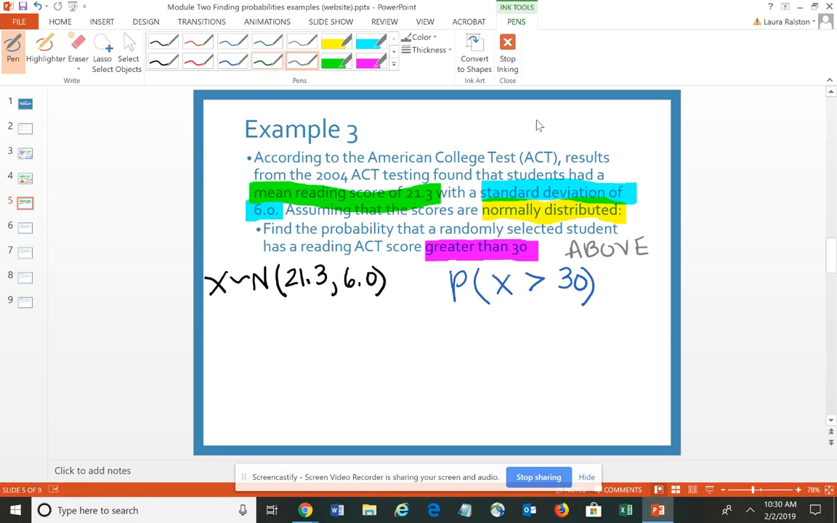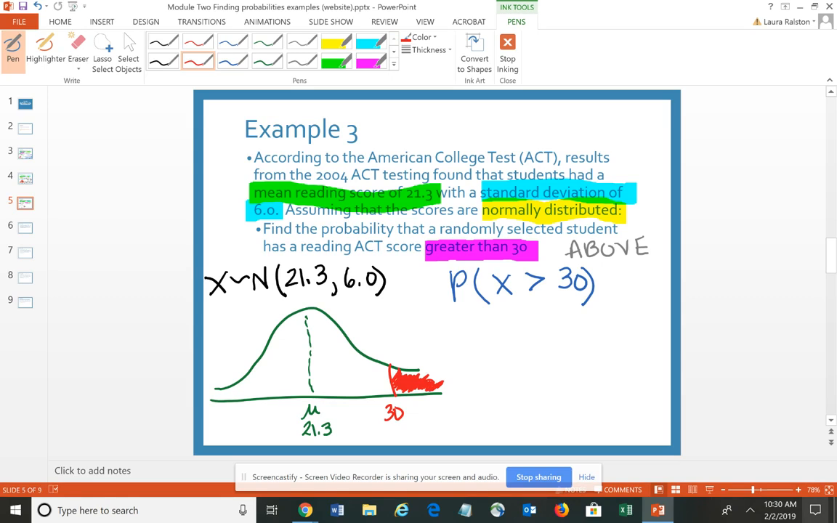Okay, so if we draw our picture, I'll have my horizontal axis, bell-shaped curve, the mean in the middle, which we're told is 21.3. In this case, my point of reference is 30. 30 is greater than 21.3, which is the mean. So we're going to be somewhere to the right and greater than that. So we're looking for this shaded region out here on the end, or in what we call the tail.